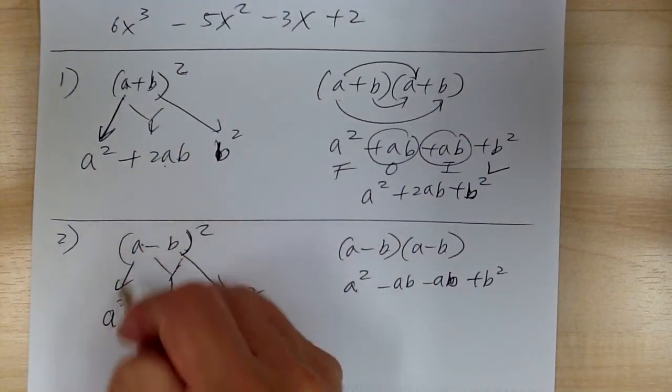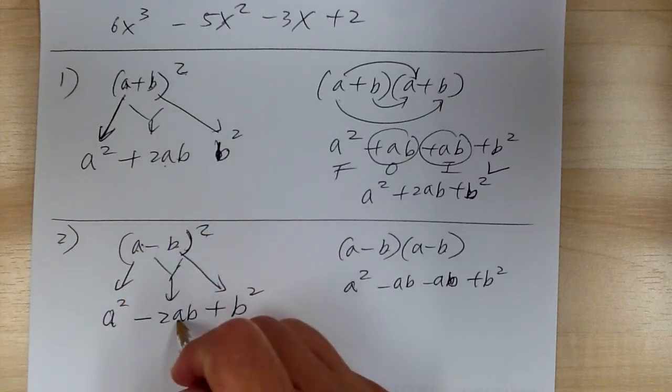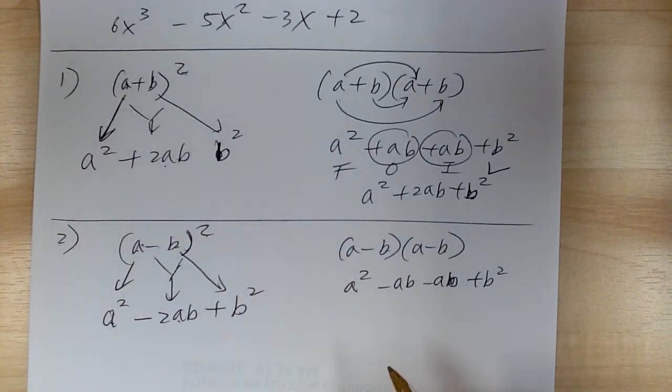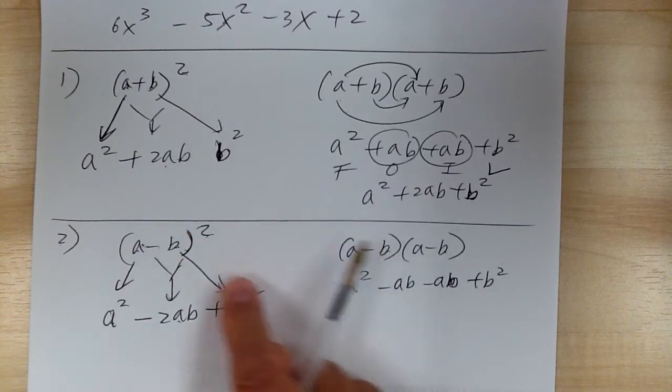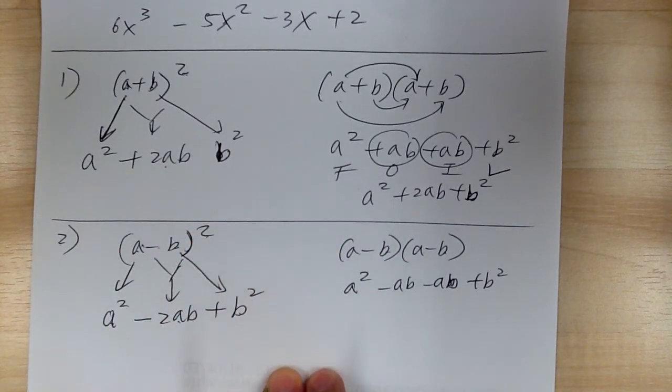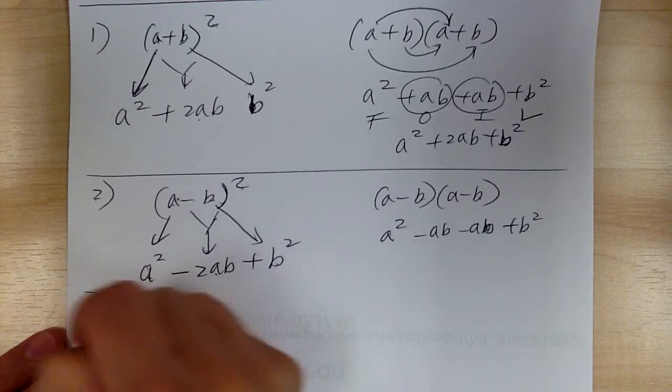So again, you square that, you get this. Multiply this together, get the middle term. You square it, you get the end. Right? So square, you get that. Square, you get that. Multiply, get the middle. Okay. Now let's go to number 3.